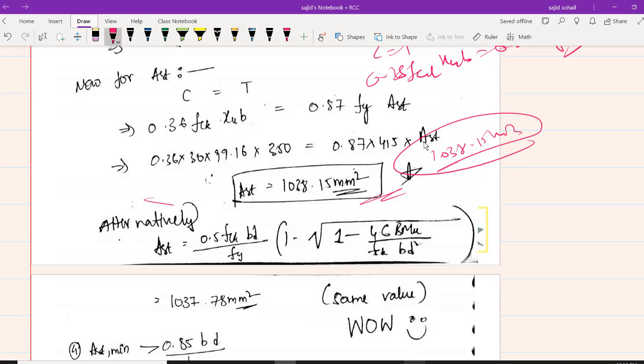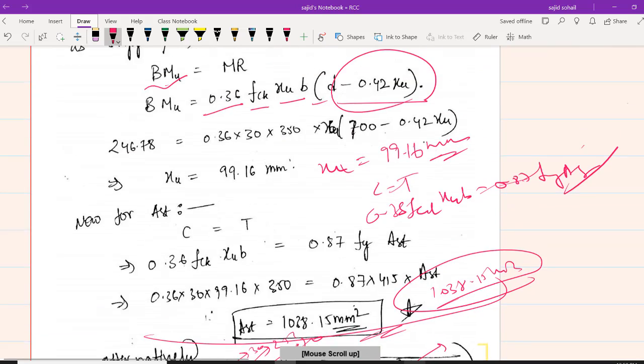You need not do any such two steps. Directly आपको इस formula में substitute करना है. BMU कितना? 246, 247 जो भी आया था आपको. Right, you just substitute. FCK is 30, B you know it is some 350, D value you know it is 700, Fy is 415. So 1 minus 4.6 BMU is 247 something, जो ऊपर वैल्यू आया वो वाले, divided by FCK again 30, B value is 350, D value is 700 उसका स्क्वायर.